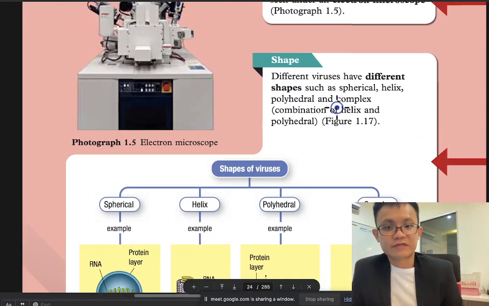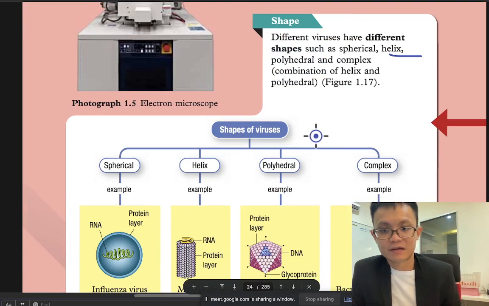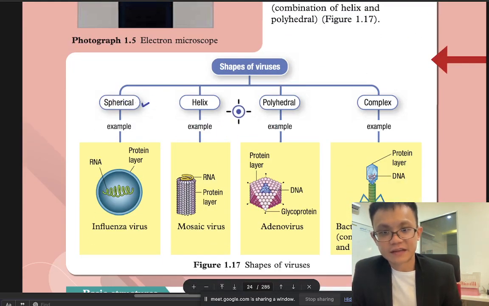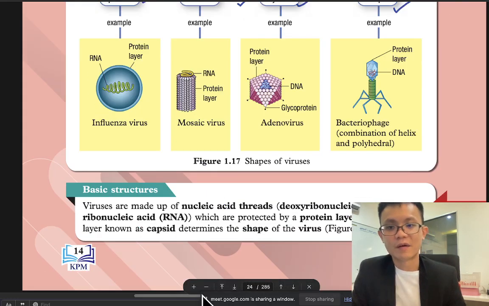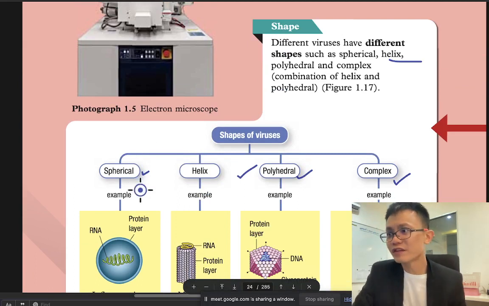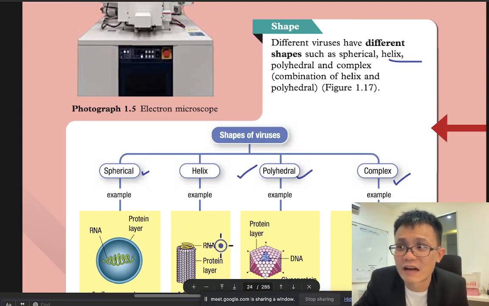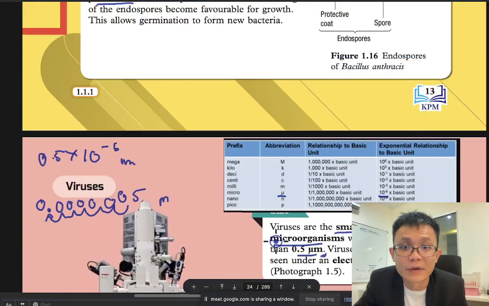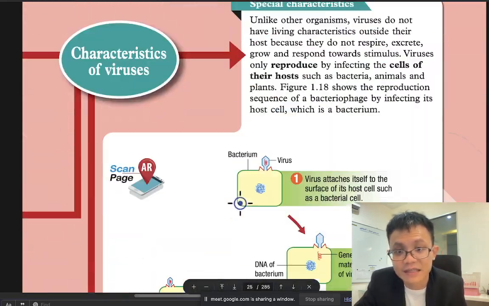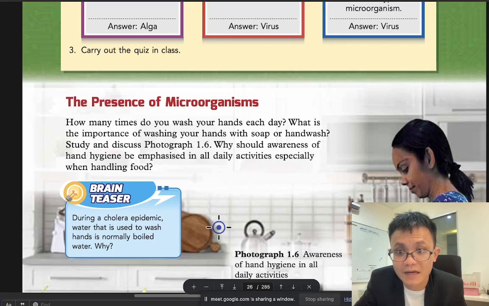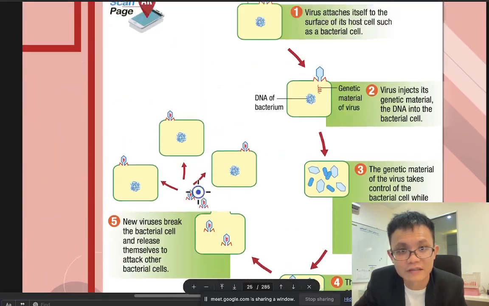The shape, this one you need to remember: spherical, helix, polyhedral, complex. Example, influenza virus, mosaic virus. This one I think no need to remember. The name of the virus you need to remember. If the exam asks for an example, you can just say coronavirus, COVID-19 virus also can. Is there any other name that we can remember, just in case the exam asks? Don't have, then just put the coronavirus if the exam asks.